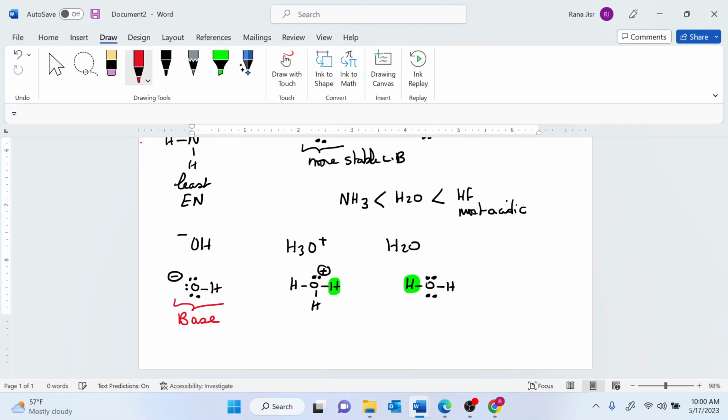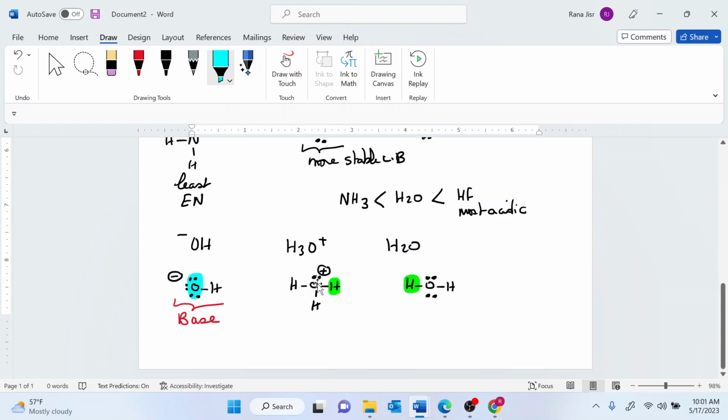It's a base from the oxygen. So the hydrogen next to the oxygen is not acidic at all. Every time you see a negative charge, this guy is going to be a base. It's not going to be an acid at all.